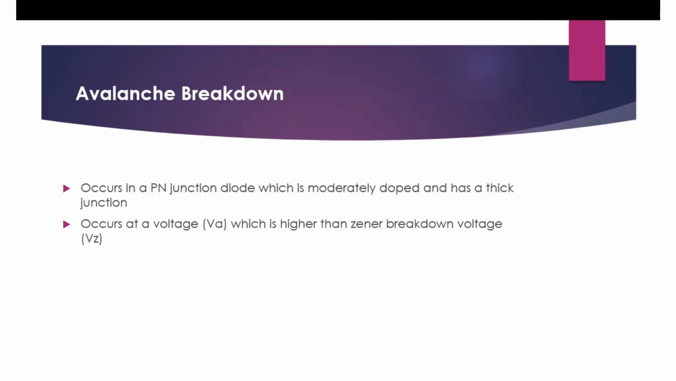Avalanche breakdown occurs in a PN junction diode which is moderately doped and has a thick junction, meaning that its depletion layer width is high. Avalanche breakdown occurs when we apply a high reverse voltage across the diode, obviously higher than the Zener breakdown voltage, and as we increase the applied reverse voltage, the electric field across the junction will keep increasing.